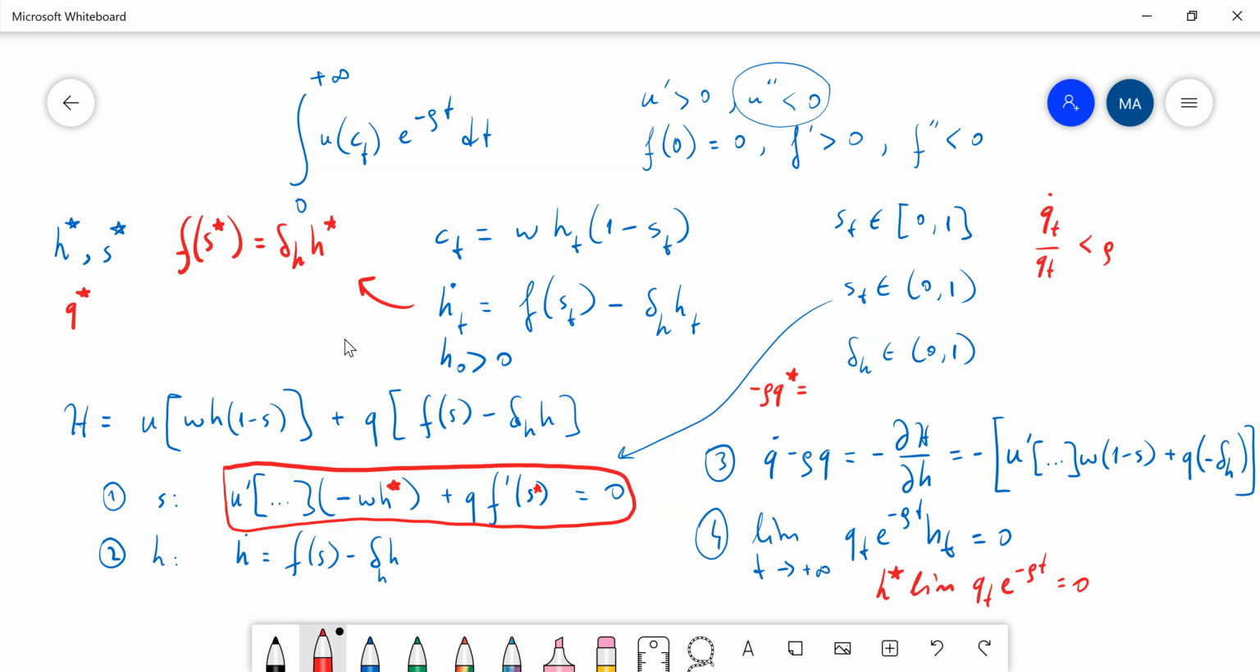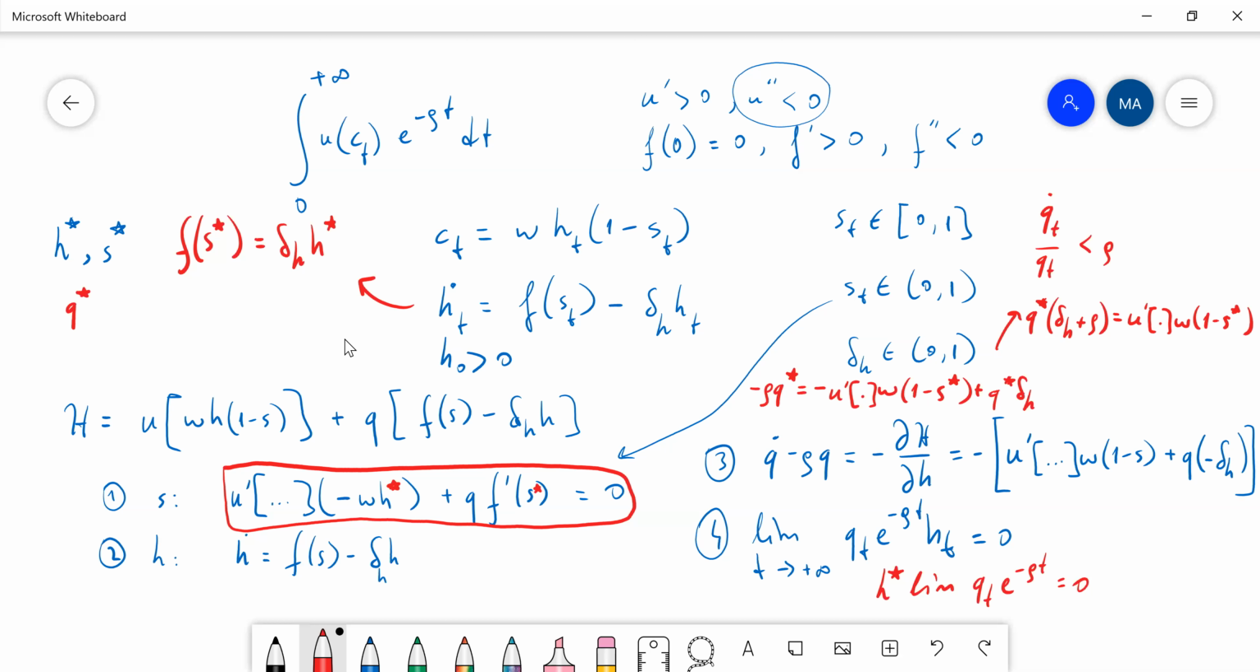equals minus u prime w1 minus s star minus q star, it is plus, now q star delta h. Okay, and then this equation could be again written as q star times delta h plus rho will be equal to u prime w1 minus s star.